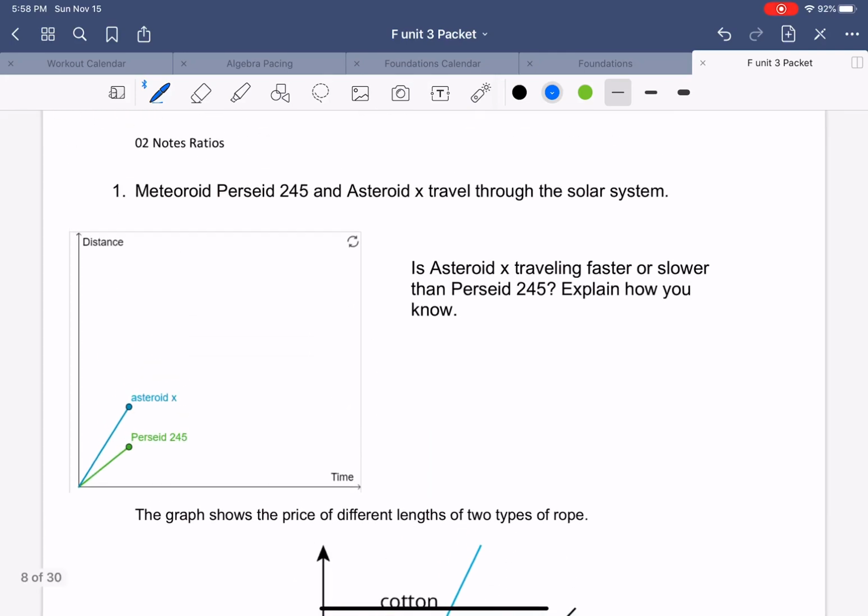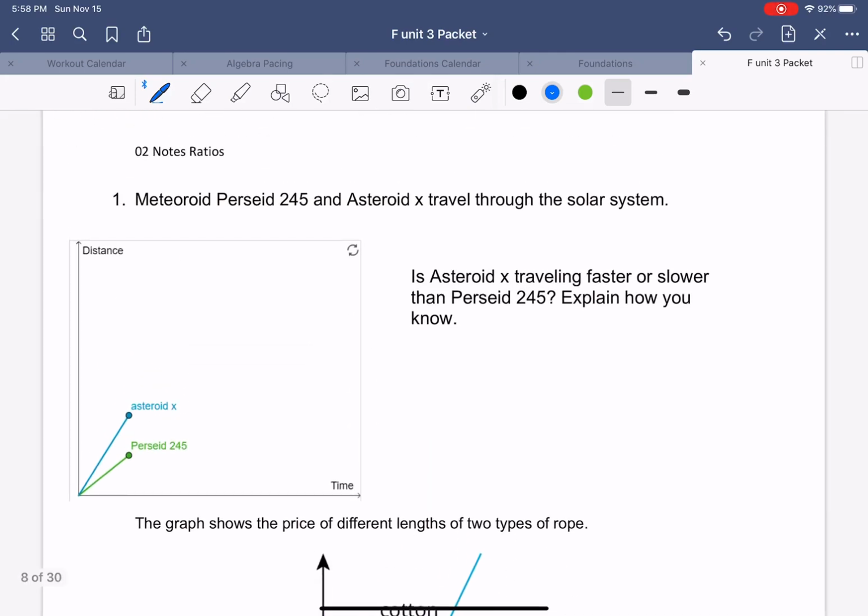Okay, just a few more questions. Now let's look at just some graphs, comparing graphs. Meteoroid Perseid 245 and asteroid X traveled through the solar system. Which one's traveling faster? So this is the same time. Asteroid X has traveled more distance in the same time. So asteroid X is traveling faster. And we can say it covers more distance in the same amount of time, but it also has a steeper slope.